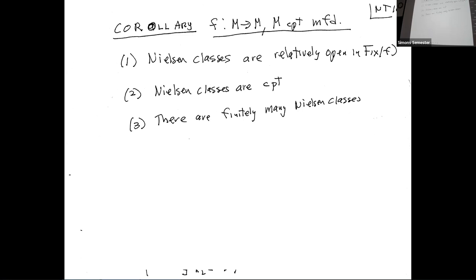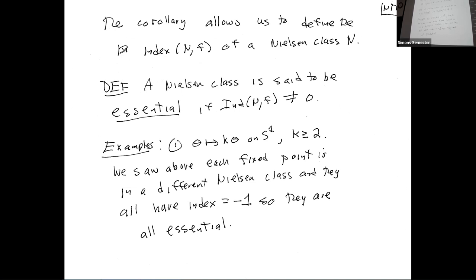All right, so this is the setup you get fairly easily. A finite number of Nielsen classes, each is compact, and each is relatively open. What that means is if I take a Nielsen class, it's compact and relatively open, so there's an open set around it which avoids the rest of the fixed point set. What that implies is that we can define an index of an individual Nielsen class. And that's the heart of our main theorem.